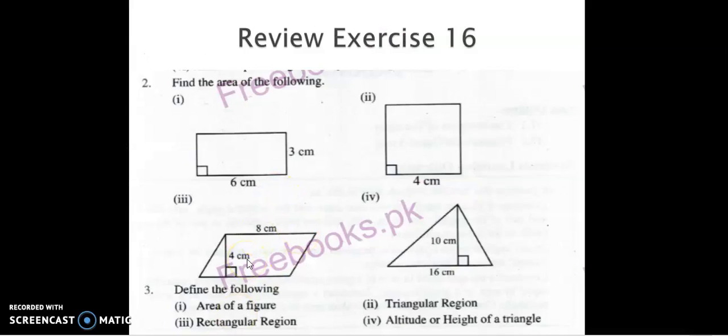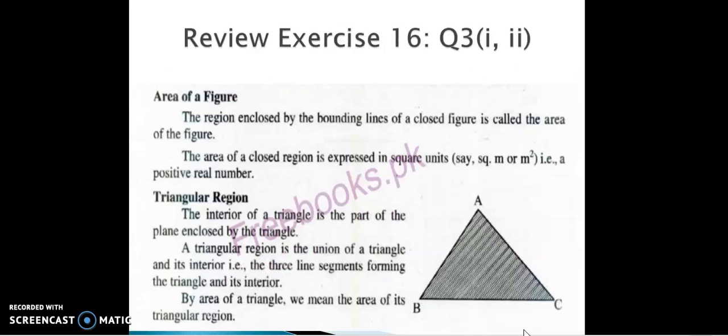Now question number 3 is about define the following. The first definition is area of a figure, second is triangular region, third is rectangular region, and the fourth one is altitude or height of a triangle. Now starting from the very first part, area of a figure. The region enclosed by the bounding lines of a closed figure is called the area of the figure.